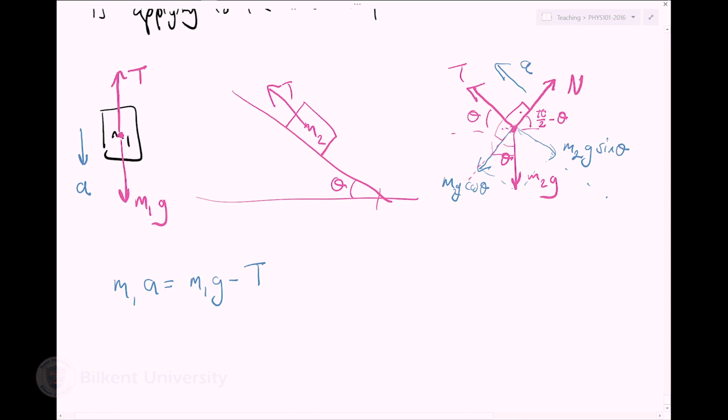Now I get two equations. What's the acceleration in the normal direction? Is my mass m2 jumping off the plane? No, it's not. It's not going into the plane either. So acceleration in that direction is 0, and N is m2g cosine theta, which actually doesn't change anything. That's just an extra equation, some extra information. How about in the inclined plane direction? m2 times a is T minus m2g sine theta. All right. So I'll call this my first equation, the other my second equation.